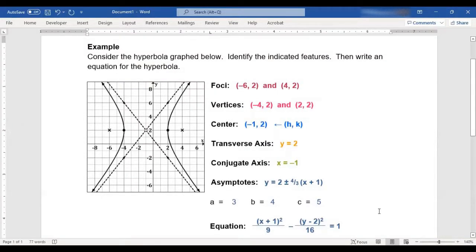Nifty. So in the next video, we are going to do the same thing that we've been doing with the other conic sections. We're going to do this process essentially backwards. So we're going to start out with some of the features given to us, and then from there, find the other features, create a graph, and write the equation.